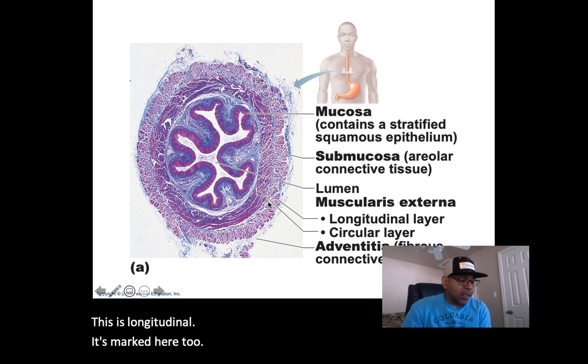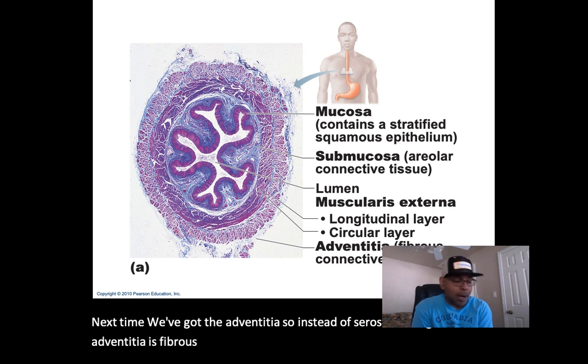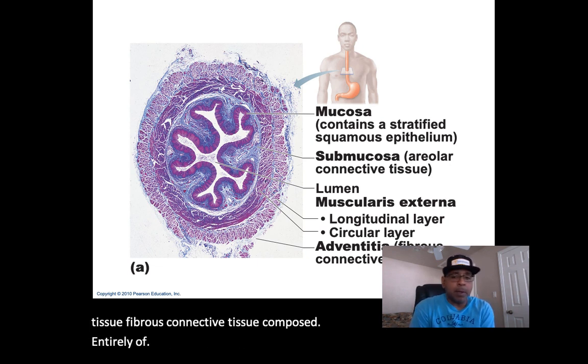Next then we've got the adventitia. So instead of serosa, we've got here adventitia. Adventitia is fibrous adventitia. It's composed entirely of fibrous connective tissue.